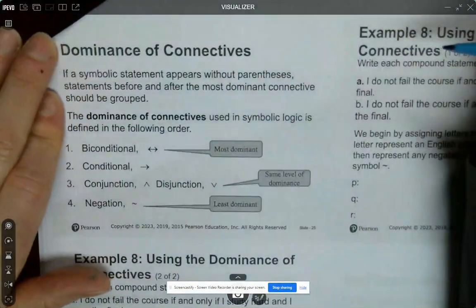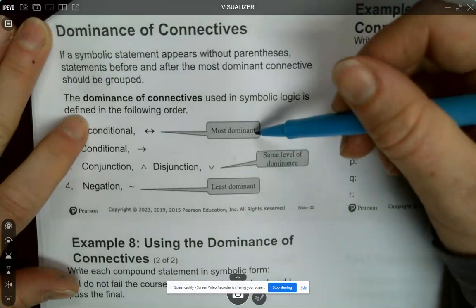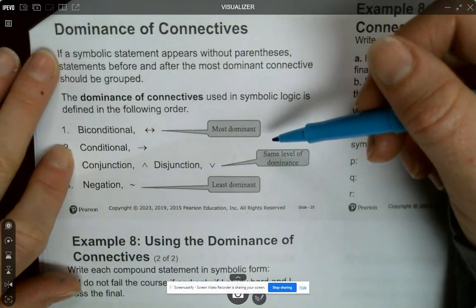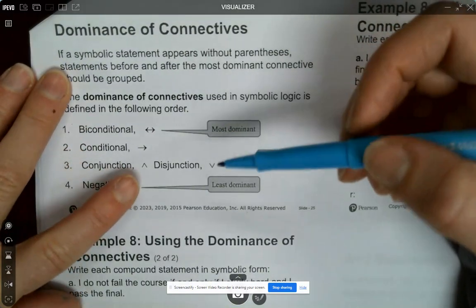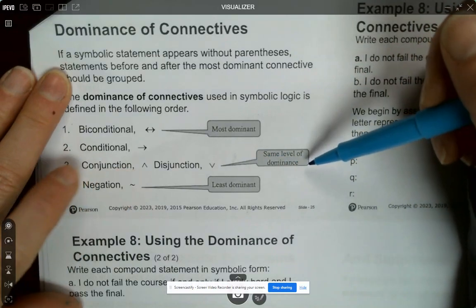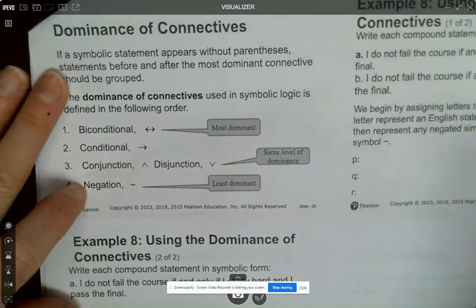Dominance of connectives. So biconditional, it's most dominant. Conditional, then we have the and or statement, same level. Least dominant is the negation.